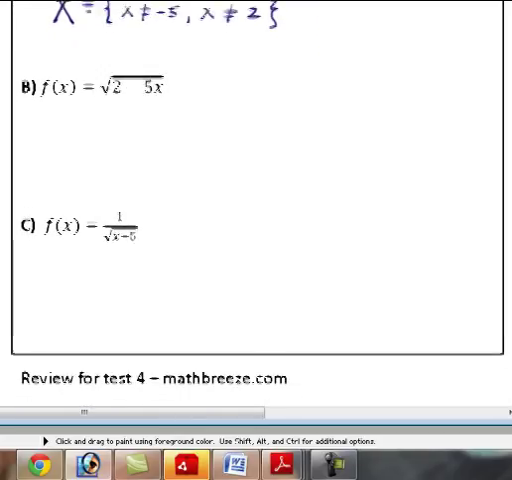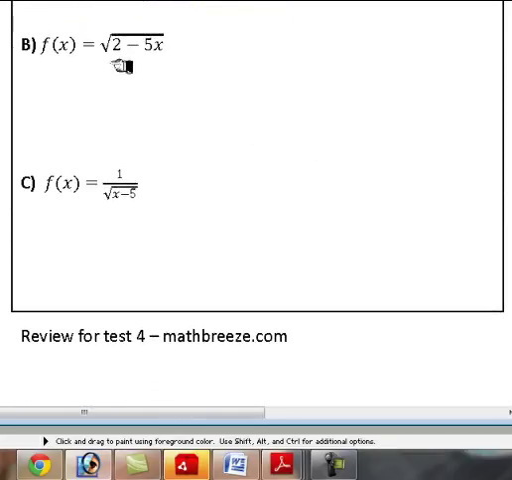All right, let's look at part B. Here we have a function that has a square root. Now we know that whatever is underneath the square root must be kept greater than or equal to 0, because the square root of a number that's less than 0 is not a real number. So we want to make sure that 2 minus 5x is greater than or equal to 0. So let's just write that down. We just have this little inequality which we're going to solve, and that'll give us our domain.